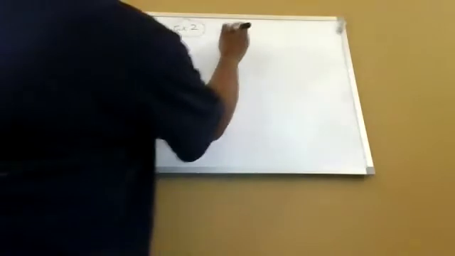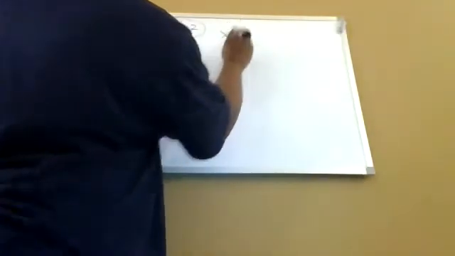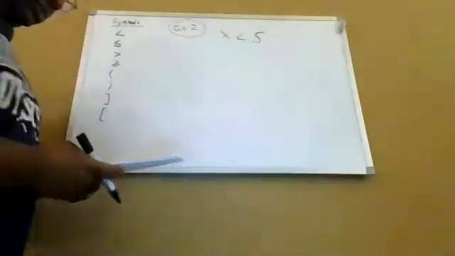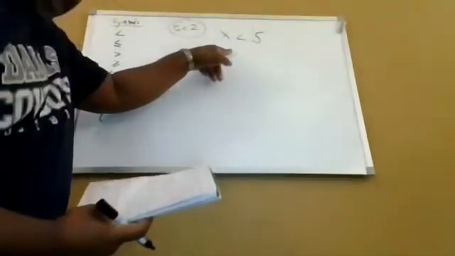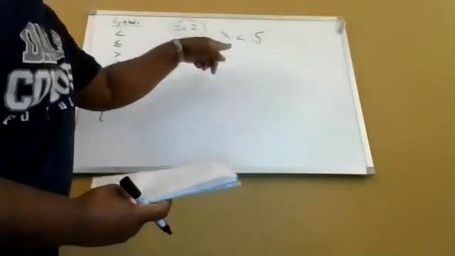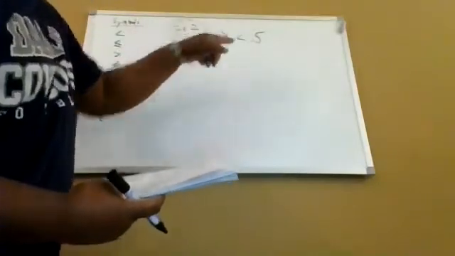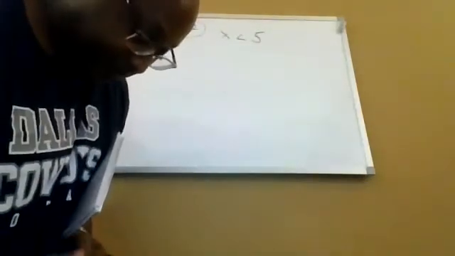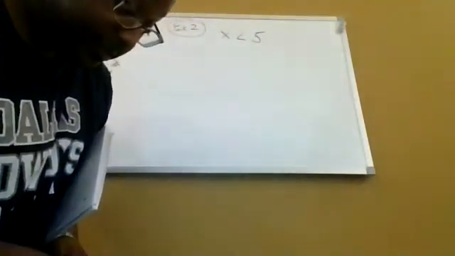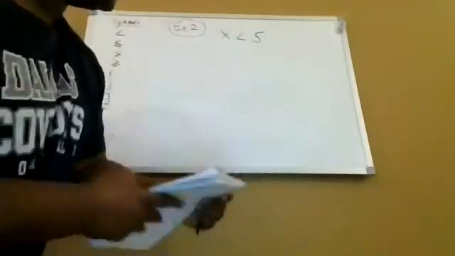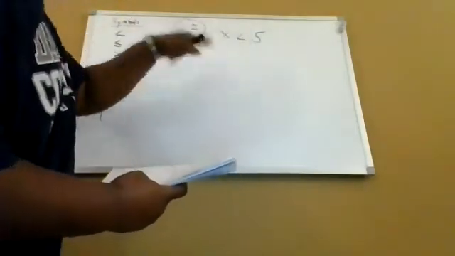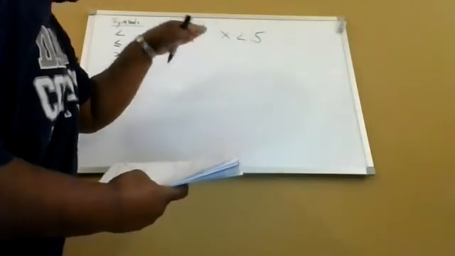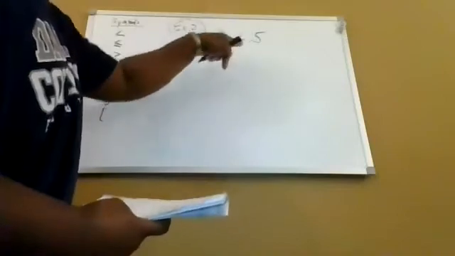We have the inequality x is less than 5. So what this means is all the numbers that are less than 5, but not equal to 5. As my phone goes off sometimes when I don't want it to. Okay, x less than 5. This means all the numbers that are less than 5, but not including 5.